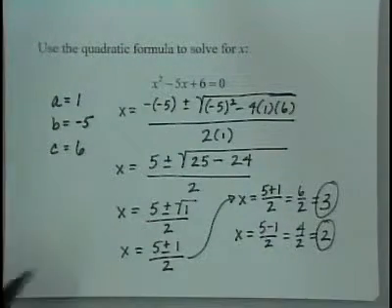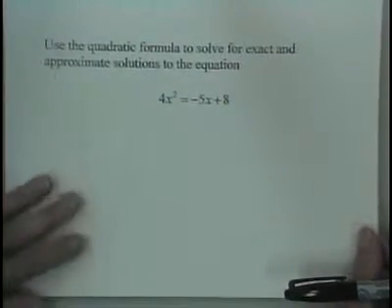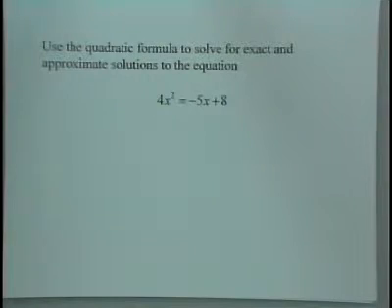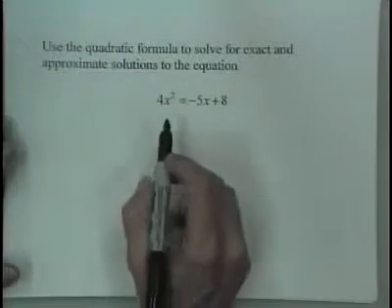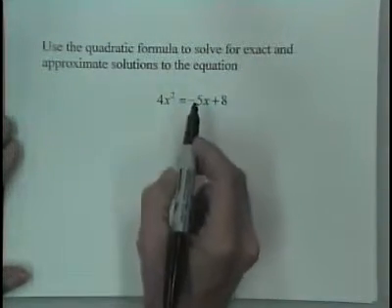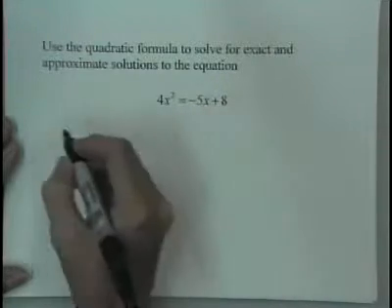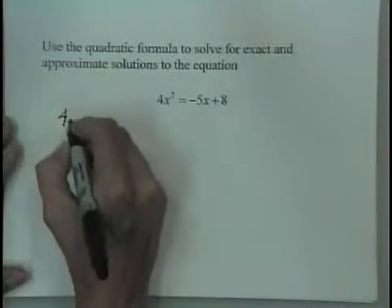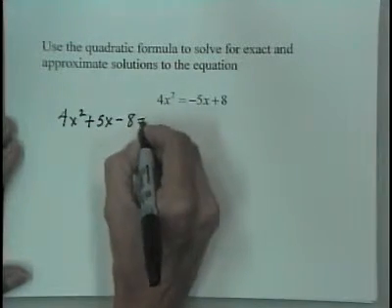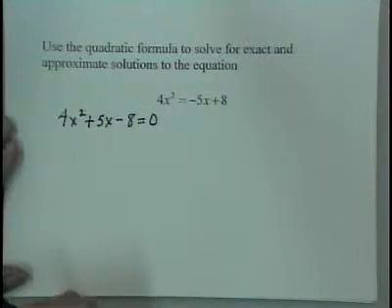Let's try another. This time we want to use the quadratic formula to solve for exact and approximate solutions to the equation 4x squared equals negative 5x plus 8. Well, before we can apply the quadratic formula, we have to have standard form. We get standard form by adding 5x and subtracting 8 from both sides and setting the equation equal to 0.